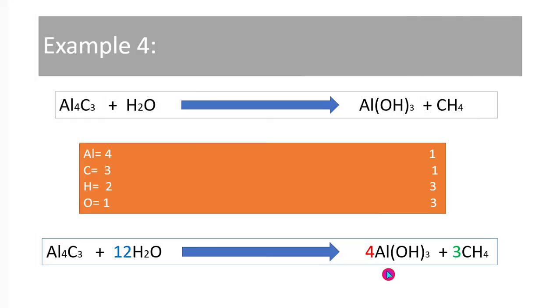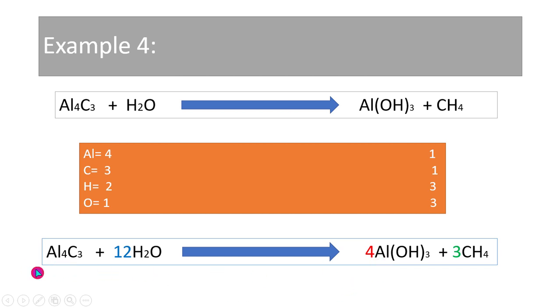Now we discuss the fourth example. In this example, aluminium carbide reacts with water and forms aluminium hydroxide and methane. In this equation, we see that metal is present, non-metal is present, oxygen is present, and hydrogen is present. We will first balance the aluminium, which is metal. Towards the reactant side, the number of aluminium atoms is 4, and towards the product side, the number of aluminium atoms is 1. So we use the coefficient 4 here, so that the number of aluminium atoms becomes the same.